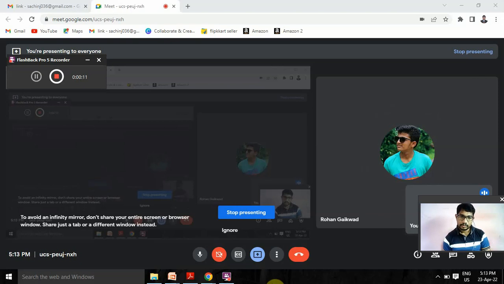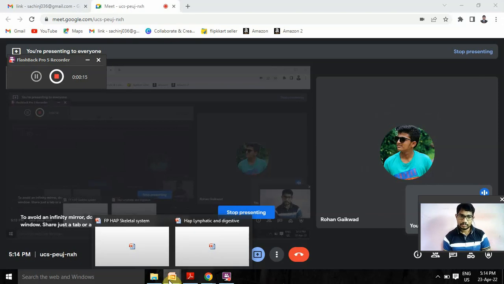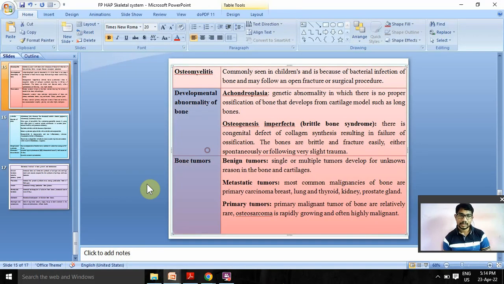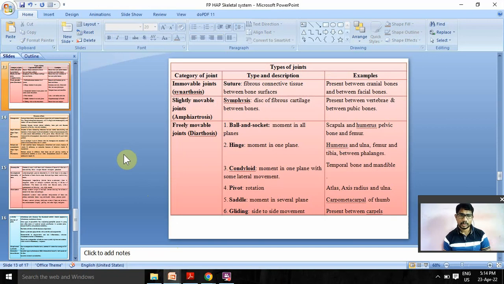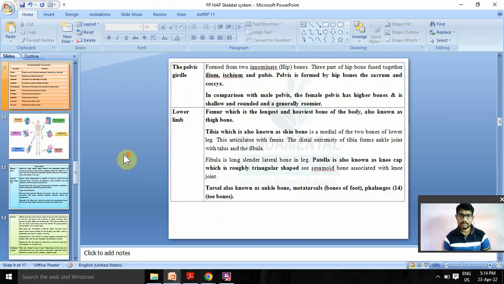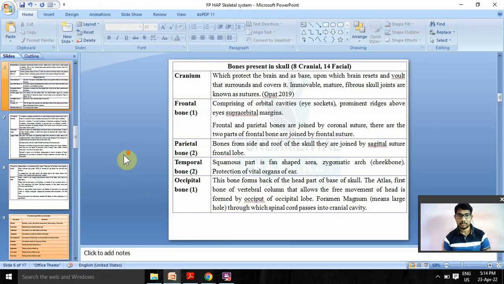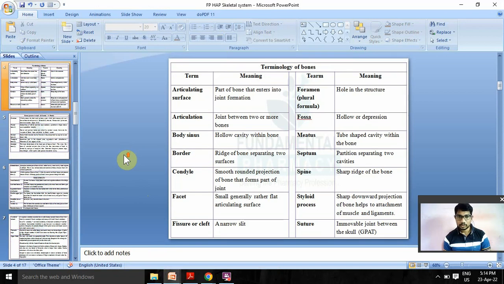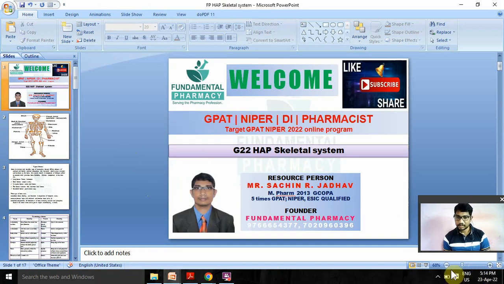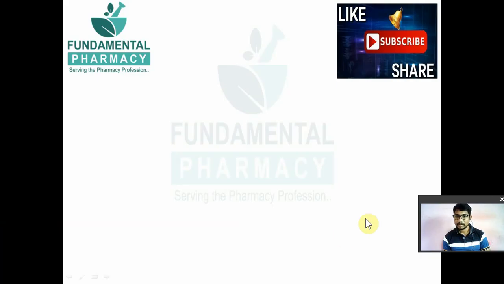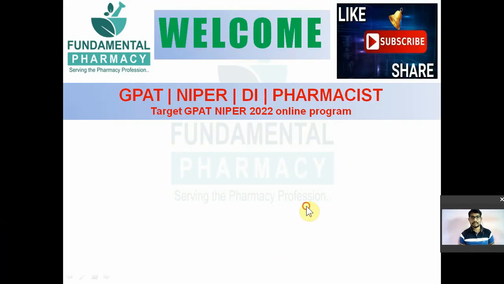So today we will discuss the skeletal system, the human skeletal system, and important points from it for your GPAT, NIPER, drug inspector, and pharmacist exams. I'm not going to take this chapter in great detail. I'm just going to highlight some important points that you have to remember for the exam. If you want to read this chapter in detail, you can read Anatomy and Physiology by Ross and Wilson. This is the skeletal system.